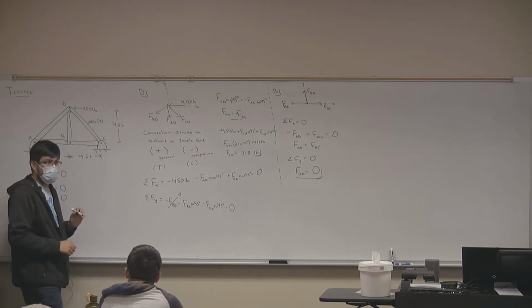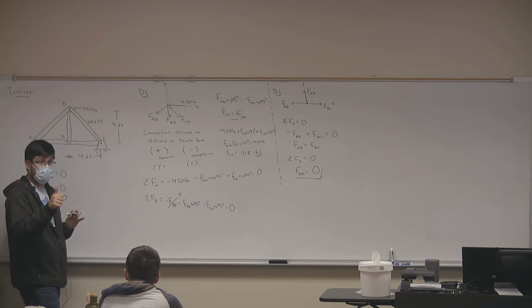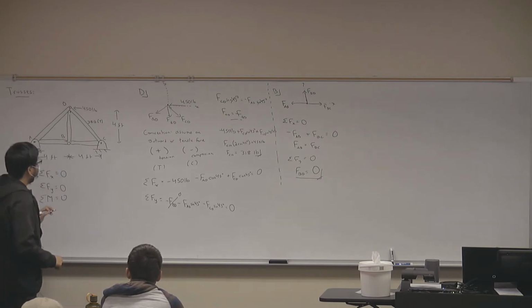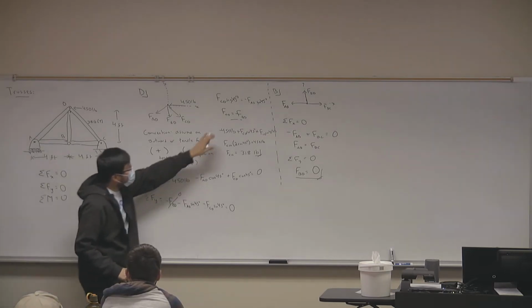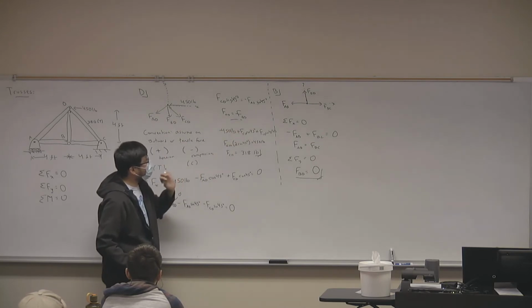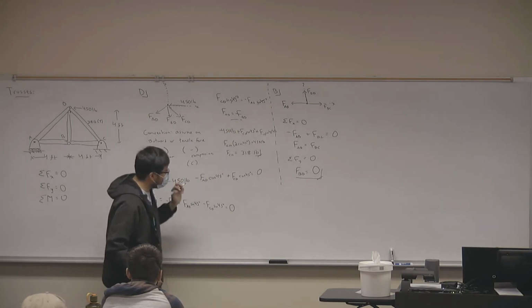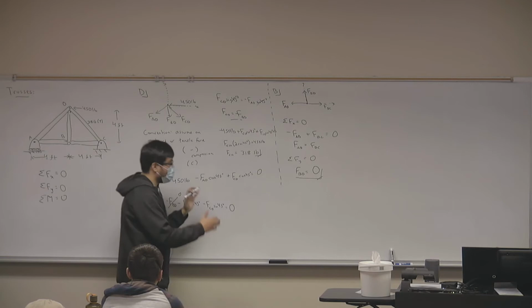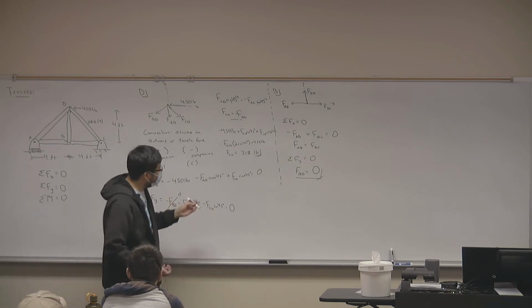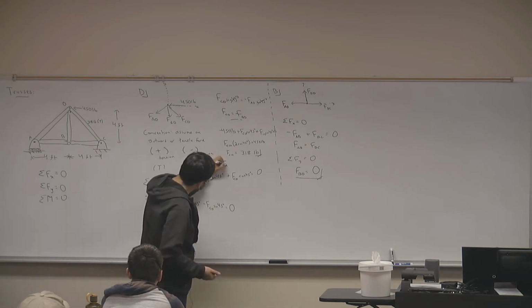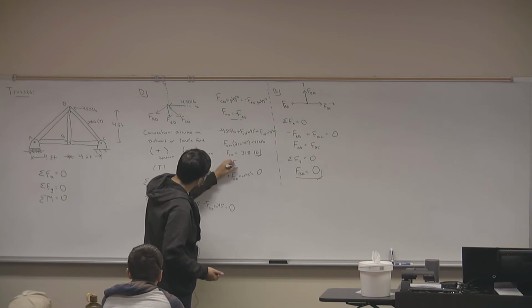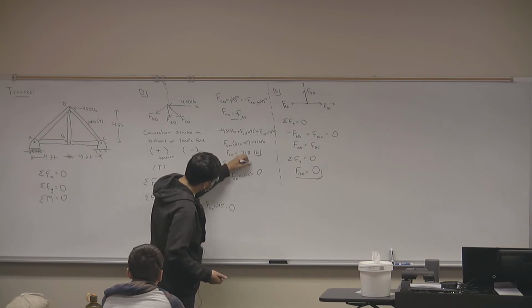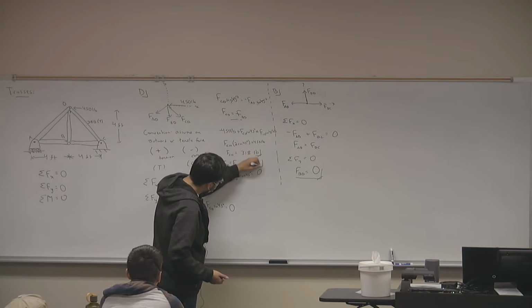Okay? You good? And now we know that FCD is negative FAD. So if I want to solve for FAD, and I want to keep it organized, but we don't have that much space, I get that FAD is negative FCD, or simply negative 318 pounds.